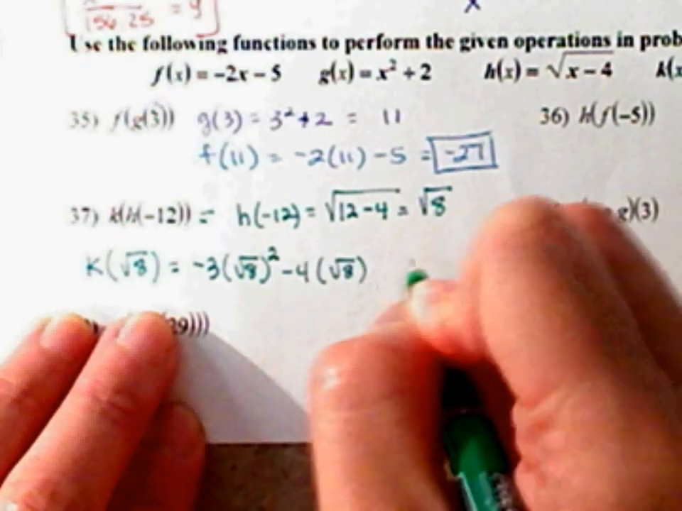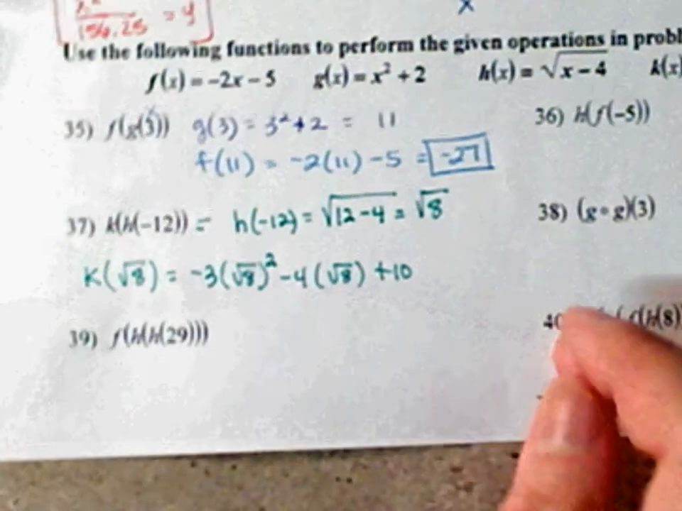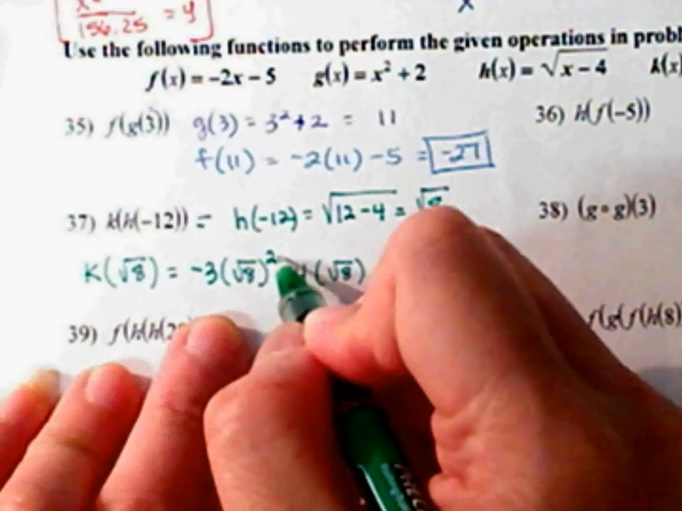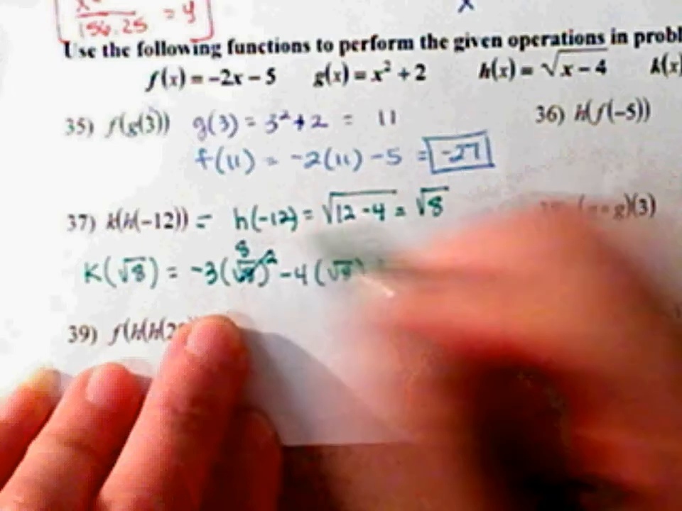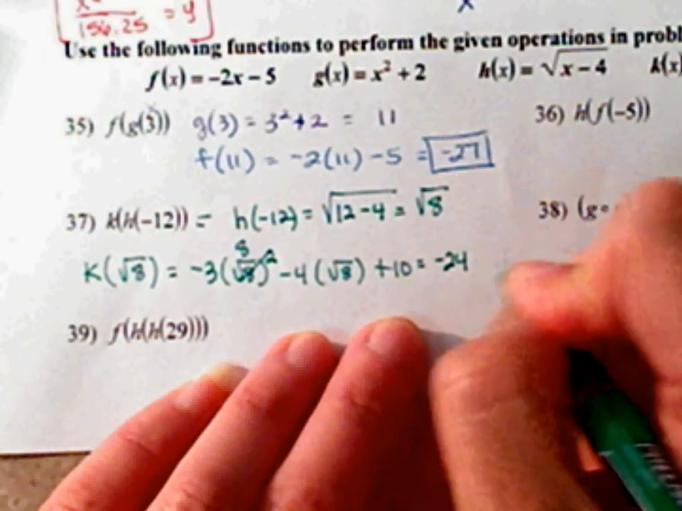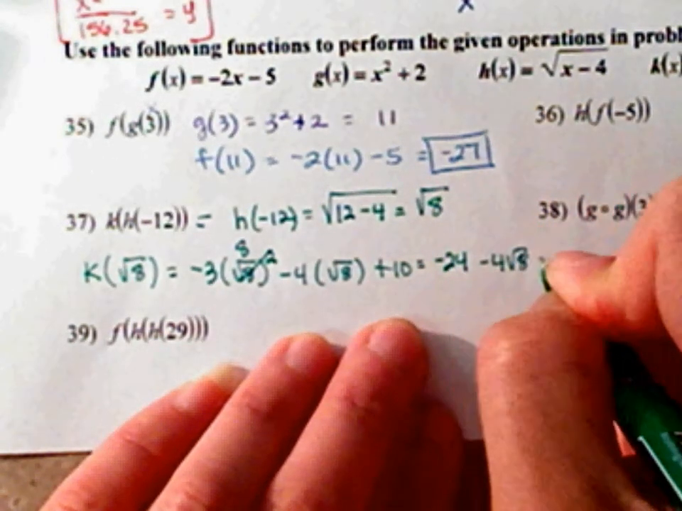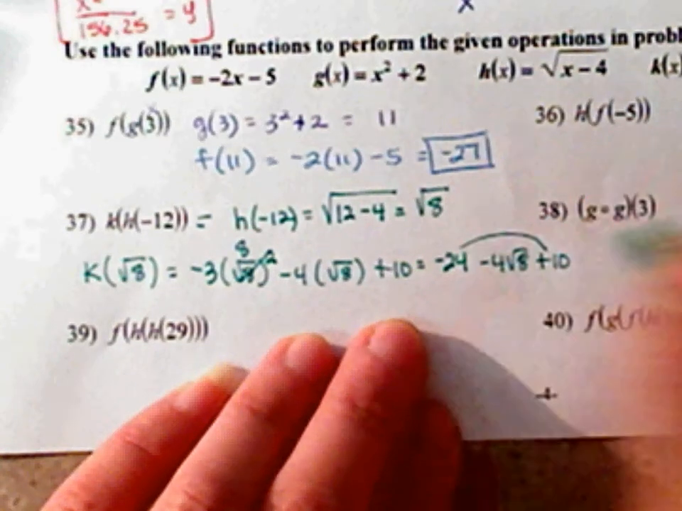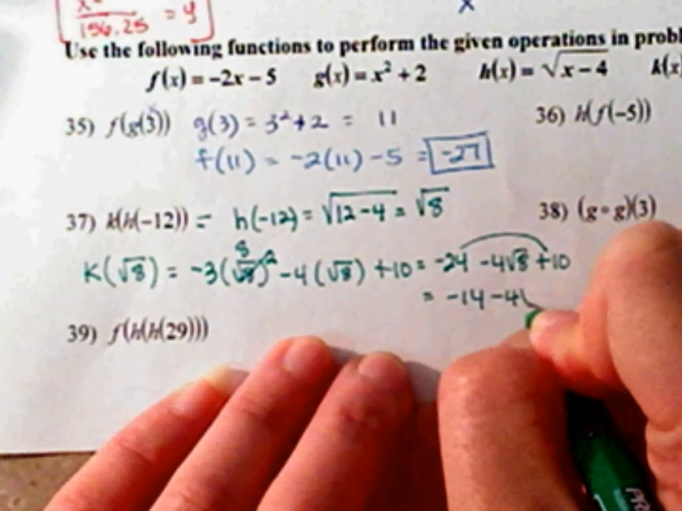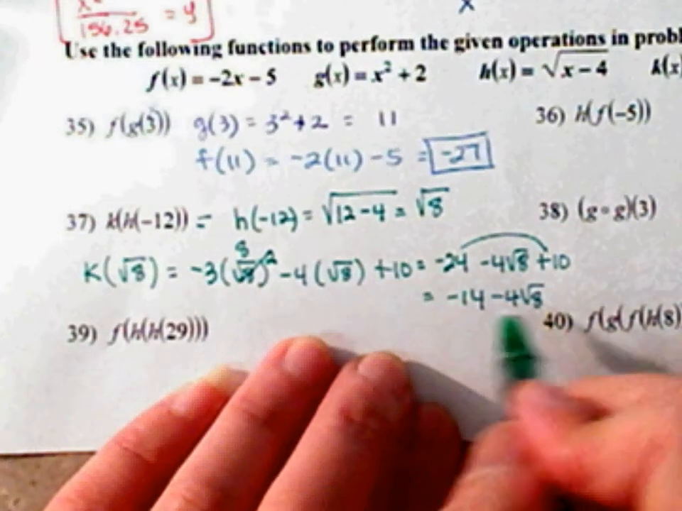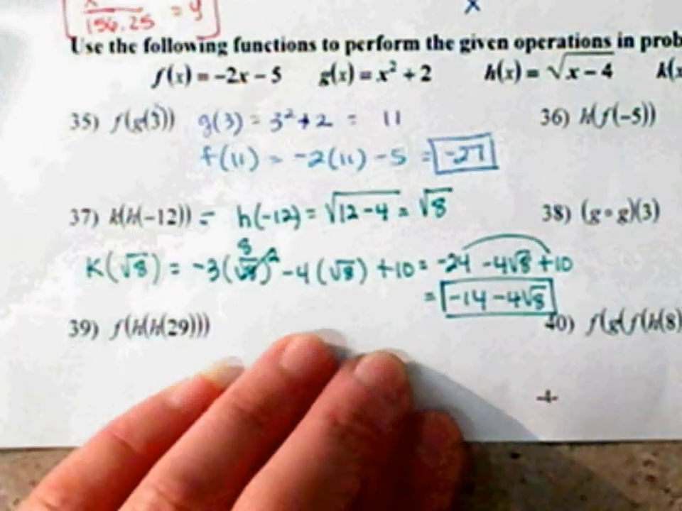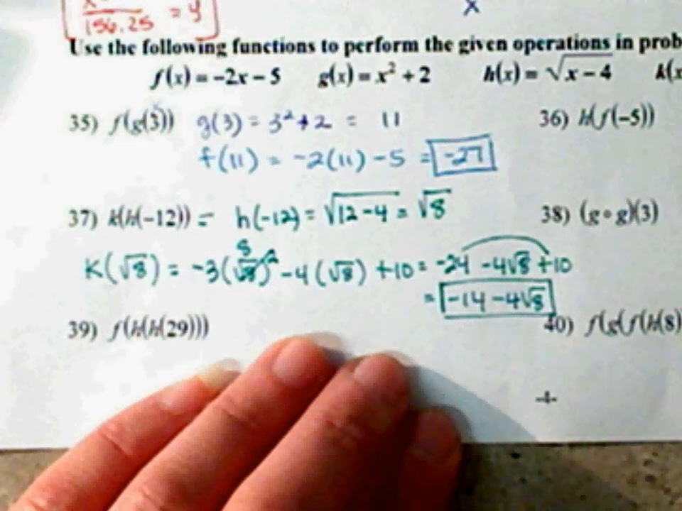Okay, see how we just did that? Square root of 8 squared is just 8. So now you have negative 24 minus 4 square roots of 8 plus 10. Combine your like terms, so that gives you negative 14 minus 4 square roots of 8. Can I combine these two? No. So that leaves it as your answer. No decimal, unless the decimal is in the problem, okay?